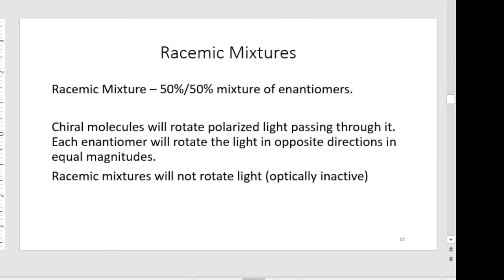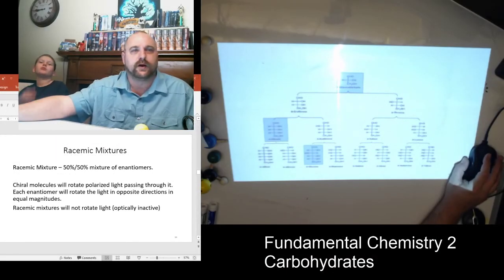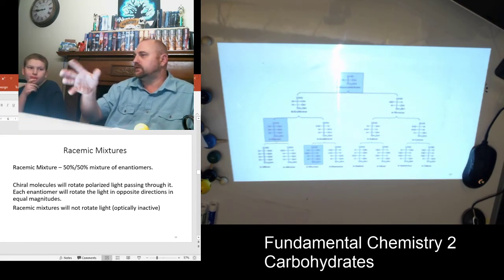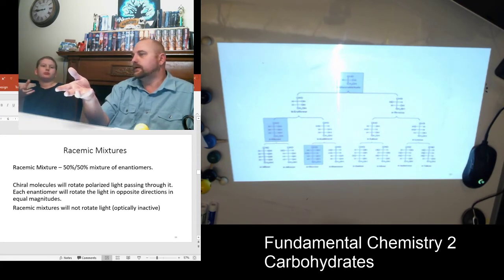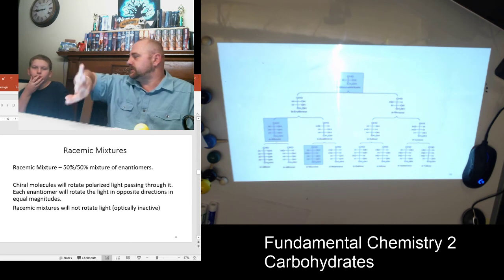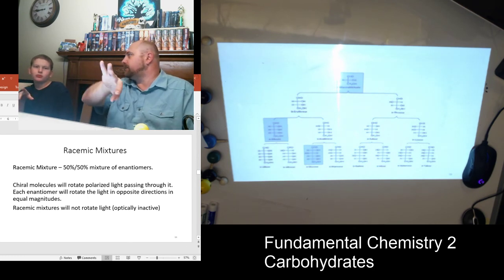So we also have this idea of racemic mixtures. Now, with a racemic mixture, the D and the L cause light passing through them to go in different directions. It spins the light in different directions. If I have one that spins it to the right, and one that spins it to the left, what if I have equal amounts of both? It'll stay in the center.